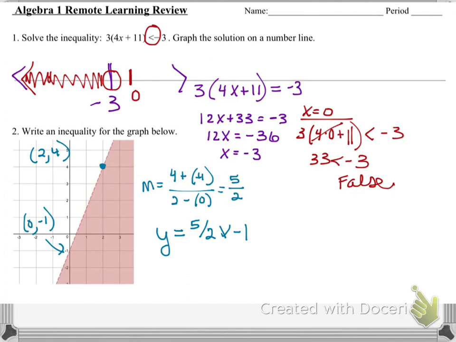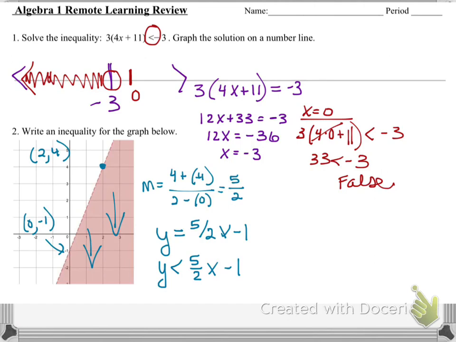So I'm seeing a dotted line. So I know my options are either going to be a less than or a greater than symbol. I am seeing also that we're shading below the line here. So that means that y is less than 5 halves x minus 1.